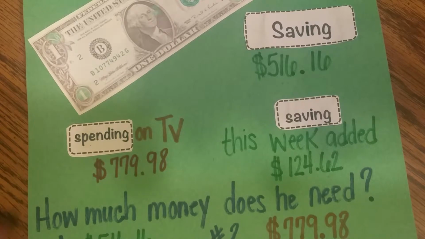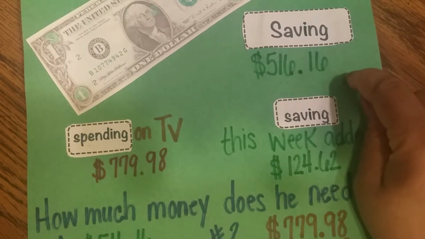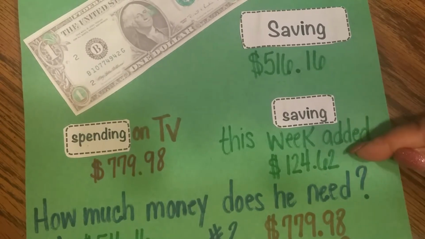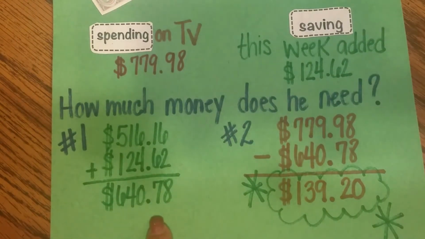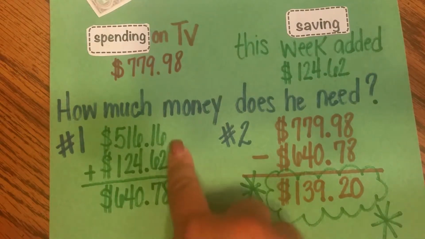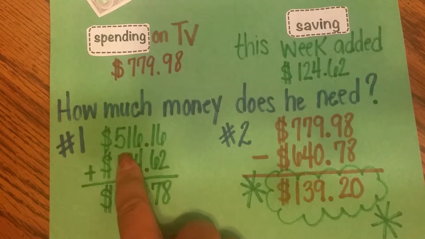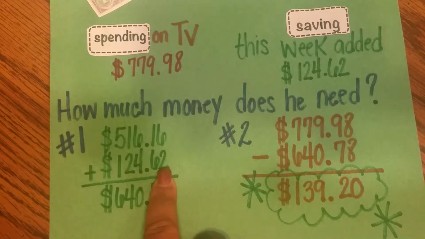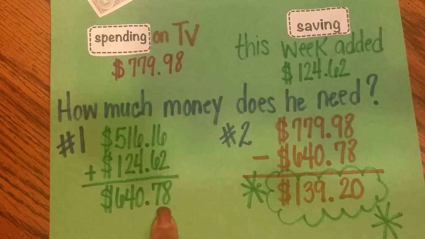To find out, first we need to figure out how much money is actually going to be in his savings account. We need to add what's in there right now and what he's about to put in there. So that's the first step: add up what's going to be in his savings account. So we added $516.16 to $124.62, and that's where we got the sum, $640.78. So after this week, Aaron is going to have $640.78.